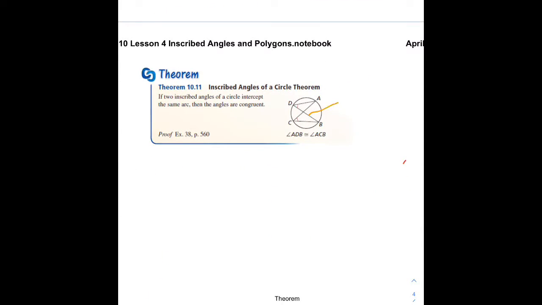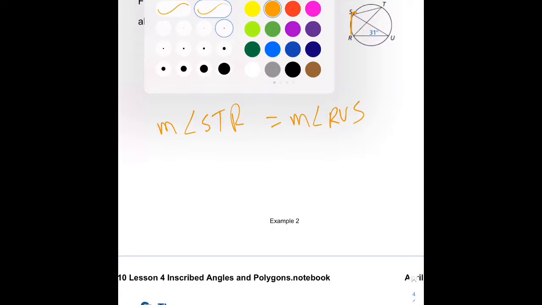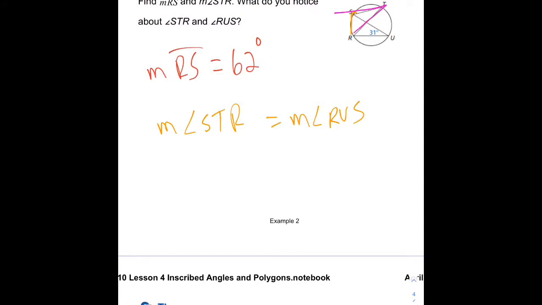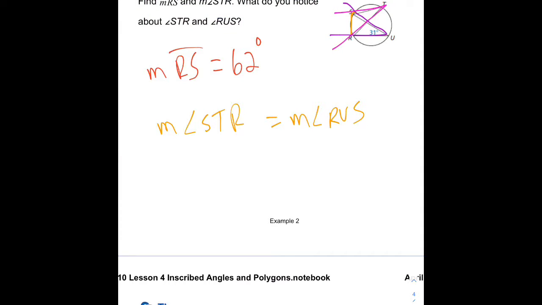Next, we have the inscribed angles of a circle theorem. If two inscribed angles of a circle intercept the same arc, then the angles are congruent. And that's what this was talking about. So to reiterate what went on here, if I look at arc SR, it is being cut off by two different inscribed angles. And according to the theorem, those two inscribed angles would then have to be congruent. They're both 31 degrees.